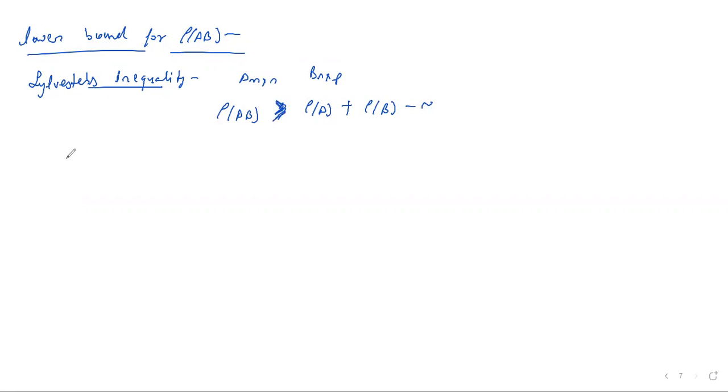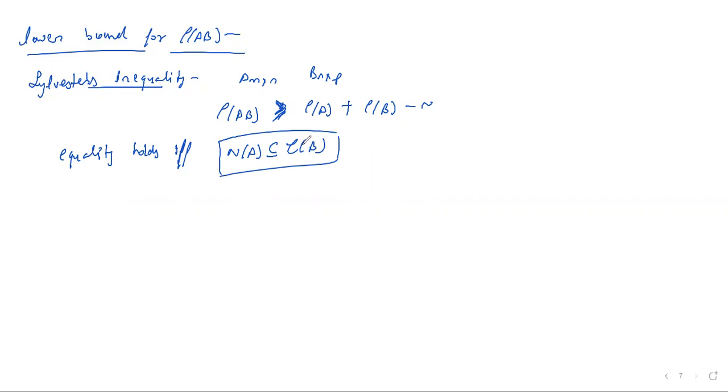The equality in this inequality holds if and only if the null space of A is a subset of the column space of B. This is the equality condition here.